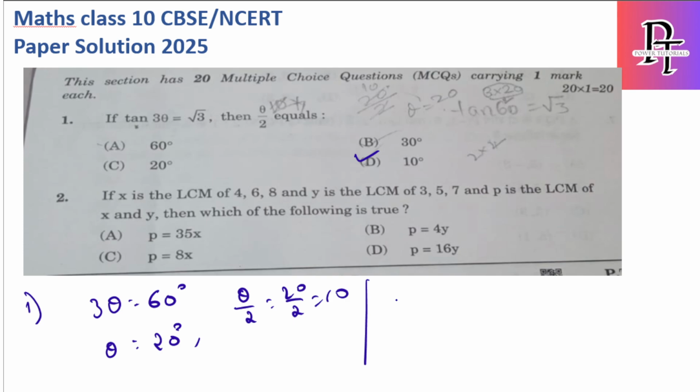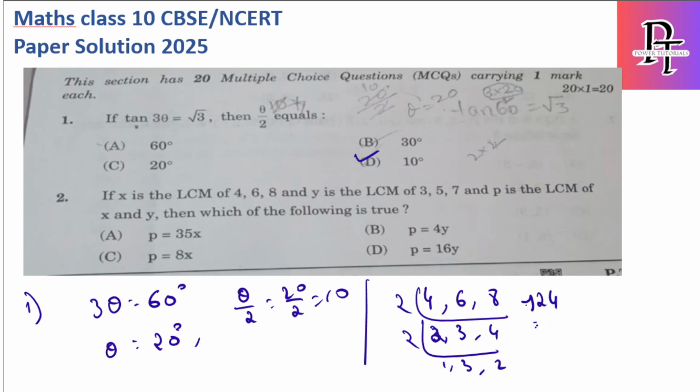Second one. X is LCM of 4, 6, 8. Y is LCM of 3, 5, 7. 4, 6, 8. Let's write in terms of prime factors. Let's use this method. This is much faster. So for 4, 6, 8, if I divide by 2, it becomes 2, 3, 4. Again 2, 2, 1, 2, 3, 2, 2 is a 4. It becomes 2 into 2 into 2 into 3. So this is 24. So this value is 24, that is X.